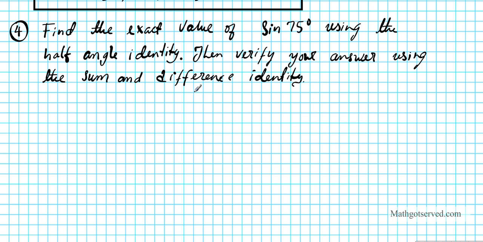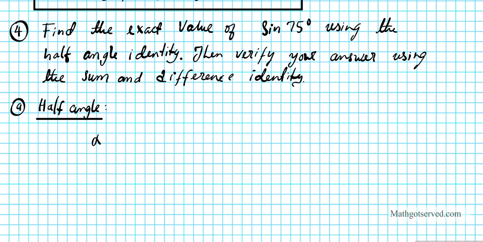Since our answers look different, we're going to be using a calculator to find a decimal approximation of our results. So let's go ahead and do it. Part A is the half angle. We want to use a half angle to find sine 75 degrees. You automatically know that the angle here is half of a common angle.